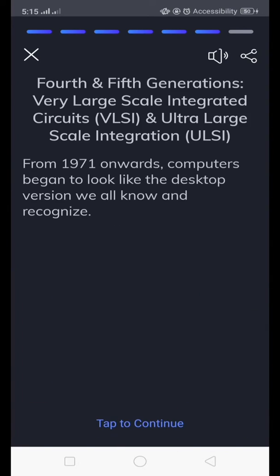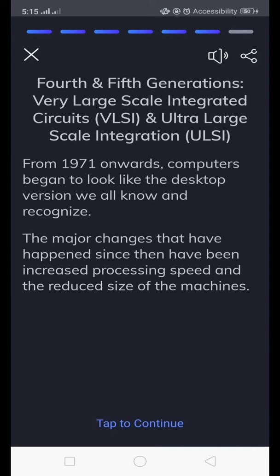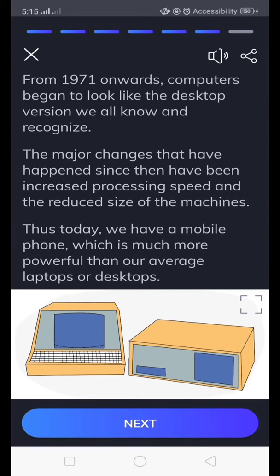From 1971 onwards, computers began to look like the desktop version we all know and recognize. The major changes that have happened since then have been increased processing speed and the reduced size of the machines. Thus today, we have a mobile phone, which is much more powerful than our average laptops or desktops.